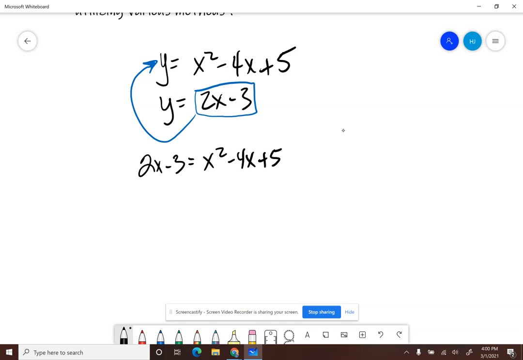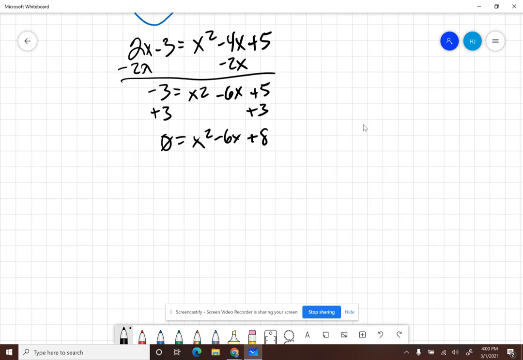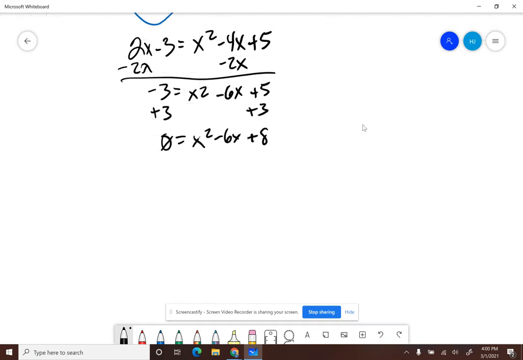But if you just think about it, I could subtract this 2x from both sides, like so. And that would give me negative 3 equals x squared minus 6x plus 5. And then I could add 3 to both sides. And now all of a sudden, I've got 0 equals x squared minus 6x plus 8. And so we now see that this is something quadratic that I could solve. And this one's actually pretty easy to solve.